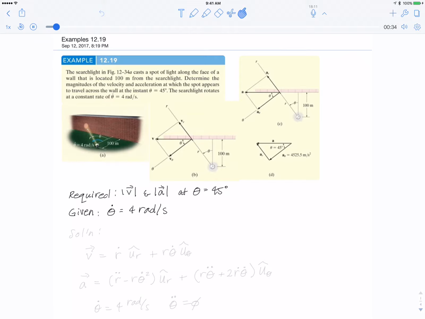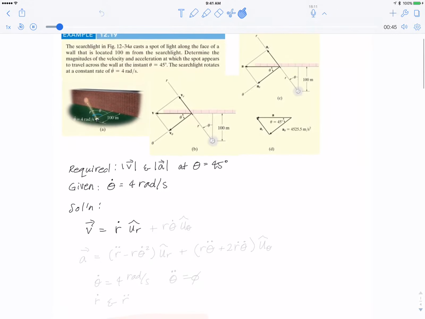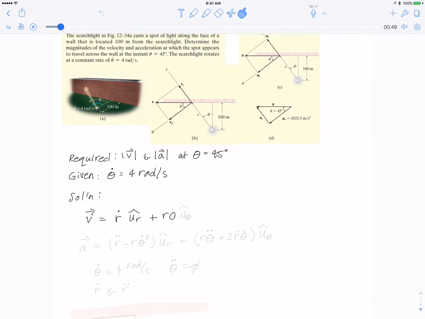To start this solution, what we need to do is write out the equation for the velocity and acceleration. So the velocity in polar coordinates, remember, is the rate of change of the radius, r dot, that's the velocity in the r direction, plus r times theta dot. Remember, the radius times the angular velocity equals the linear velocity, and that's happening in the theta direction.